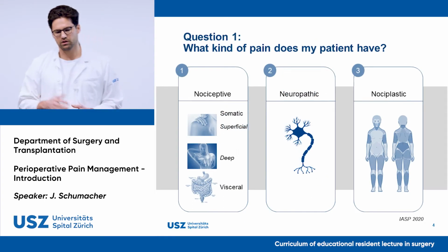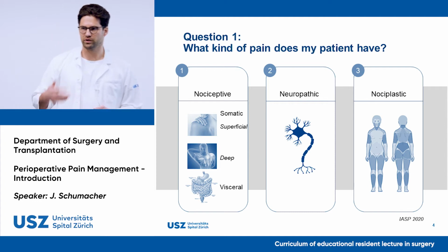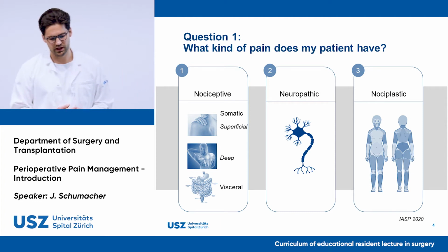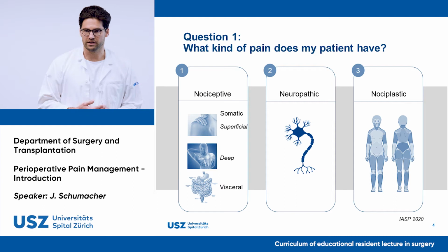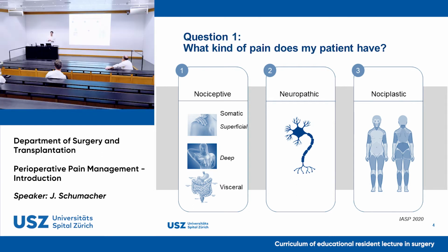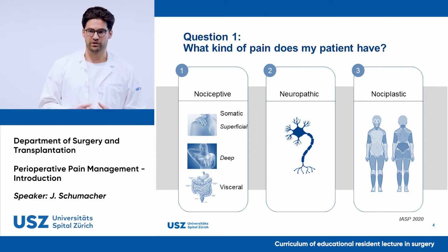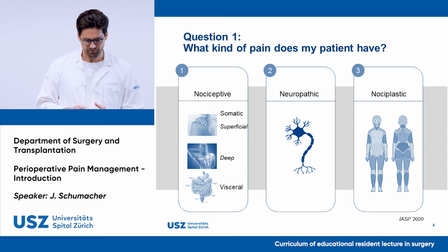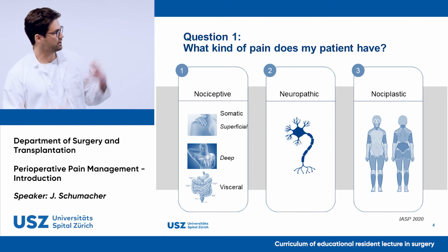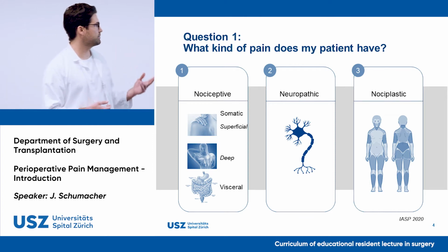So when we go back to our algorithm, the first question when we have a patient with pain can be, what kind of pain does my patient have? The International Association for the Study of Pain updated their definition of pain in the year 2020. Of course, pain is still very subjective and individual, but they also defined a new type of pain. We now have three types: nociceptive pain, neuropathic pain, and nociplastic pain.